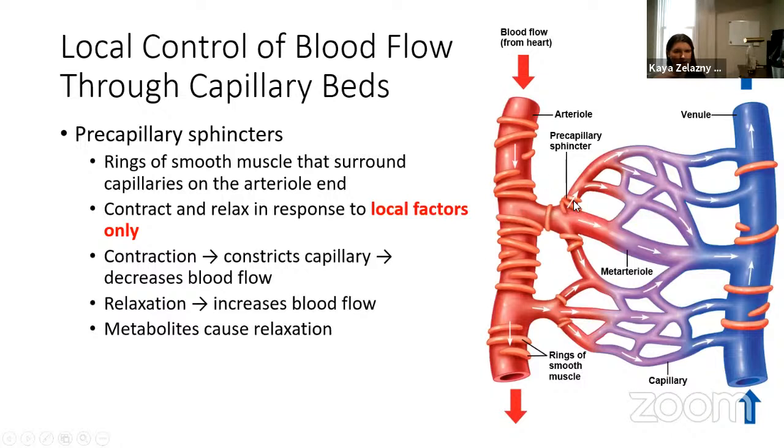If they contract, they constrict the capillary, decrease blood flow to the capillary, which increases blood flow through the metarteriole. So when we're talking about increases versus decreases in blood flow, we want to be careful whether we're thinking about the capillary bed or this metarteriole, because they're basically going to be the opposite. If you're cutting off blood flow to the capillary, that blood has to go somewhere, so it goes through the metarteriole. If you relax that sphincter, we're going to increase blood flow through the capillary, which would lessen blood flow through the metarteriole. This is all due to our local metabolites, so O2 and CO2.